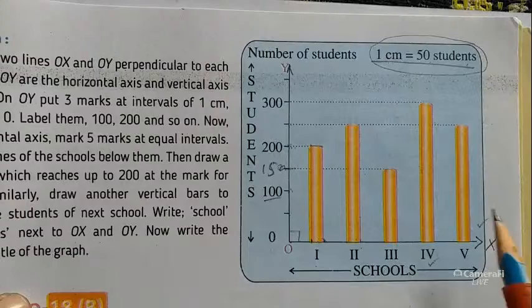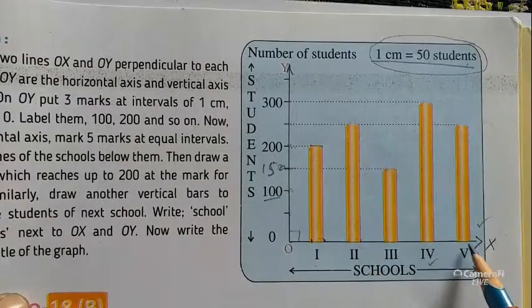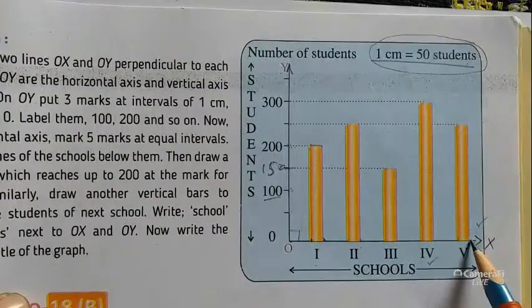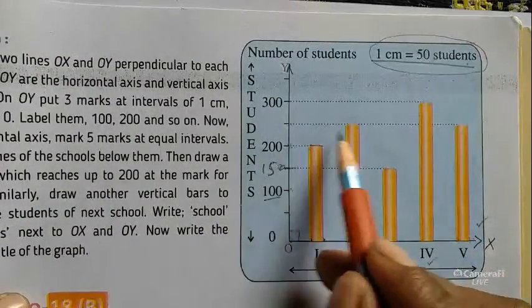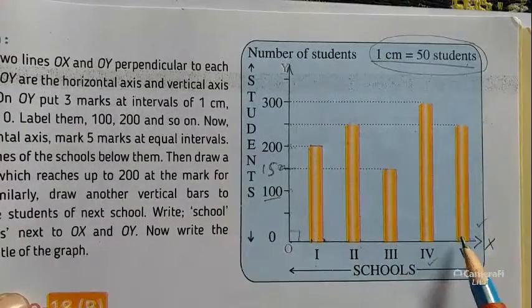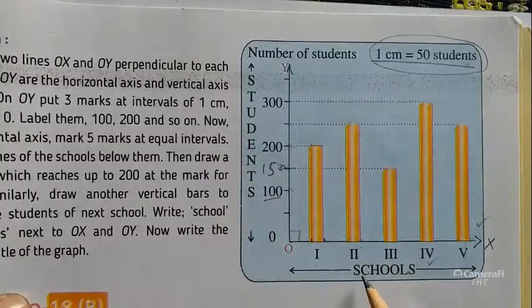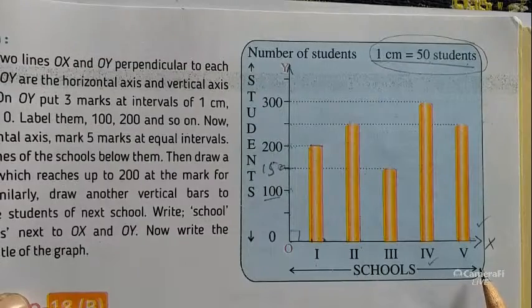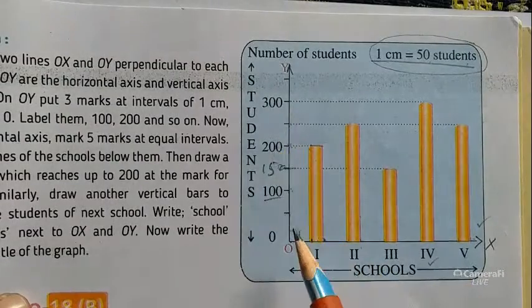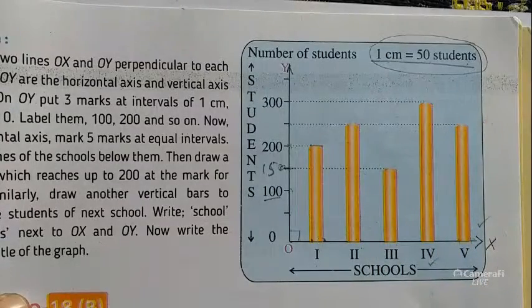Fifth school has 250 students. School 5. So give a gap and then draw a rectangular bar with the same breadth but height 250. So this is the school 5 bar. So this completes the bar graph. On this bar graph we have represented the name of the school on the x-axis and the number of students along the y-axis. So this completes a bar graph.